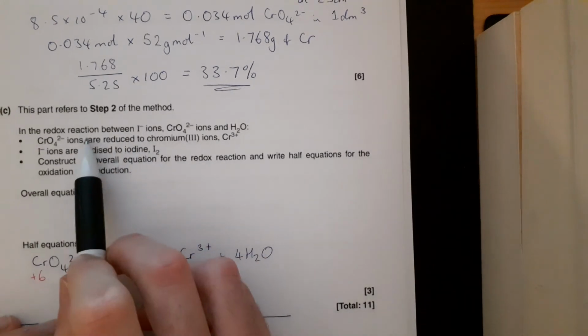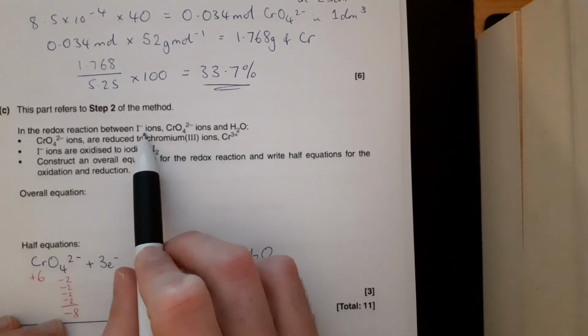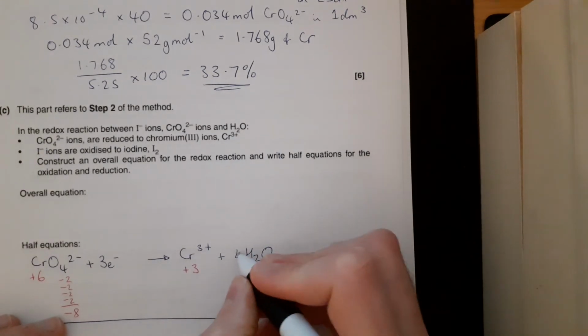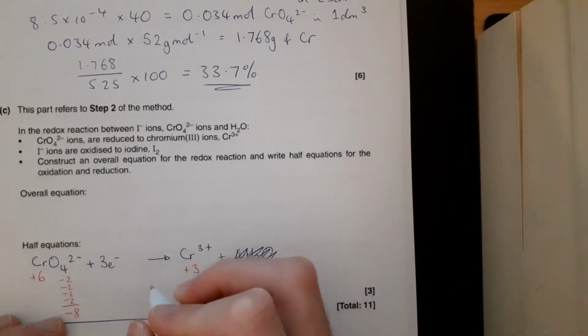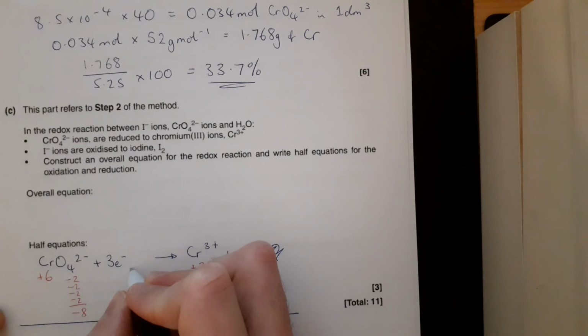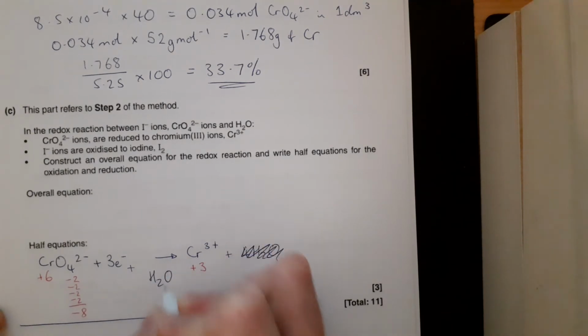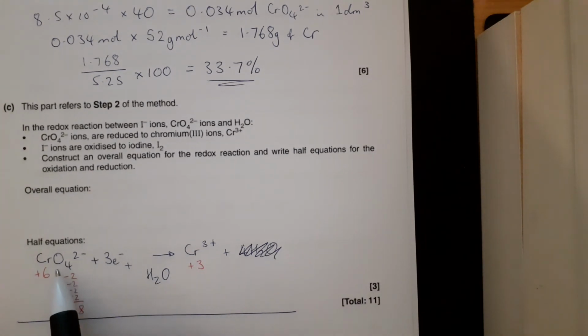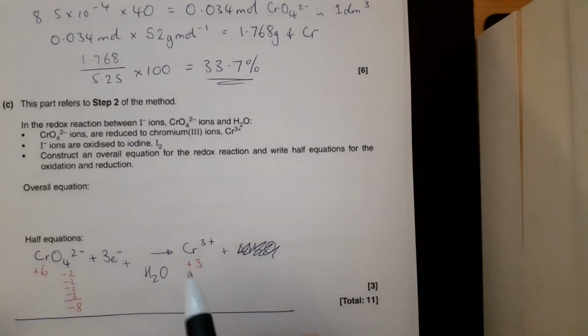Look, it says it's a reaction between I-, CrO4 2-, and H2O. So this is going to have to be on the other side. So we're going to have some number of H2Os on this side of the equation. So this is just going to be a pain for balancing though, isn't it? Right. So let's just do this. It's going to take us a while.